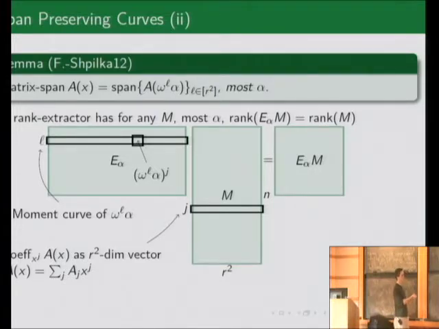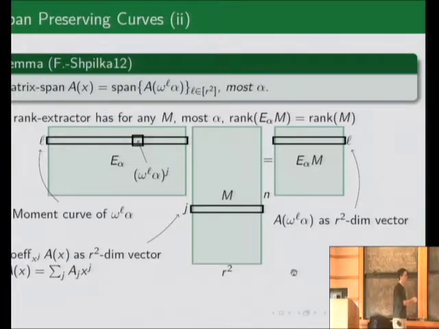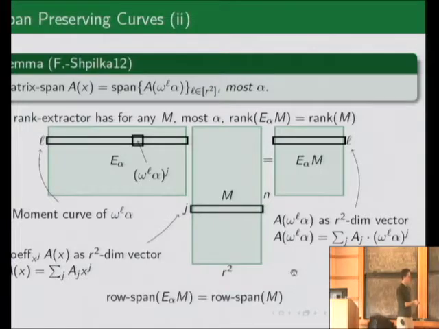So I'm not going to prove to you why this is a rank extractor, but hopefully you'll trust me. But when you do this multiplication, you can say, what is the lth row of the output? It will just be a at omega to the L alpha as an r squared dimensional vector, and you can just sort of do it out. And why is this important? Well, by definition, the row span of this matrix is contained in the row span of this matrix. Because they are the same, you in fact get that the row span of these two matrices is the same.